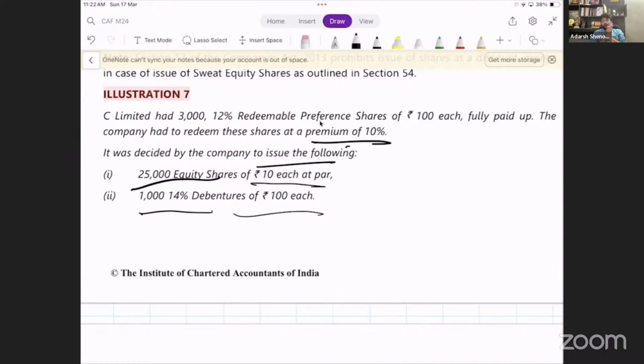With what can we replace it? We have two options there. One, you can do a fresh issue of shares, and the second one, you can use the reserves to create CRR. Those are the options as per section 55 value.